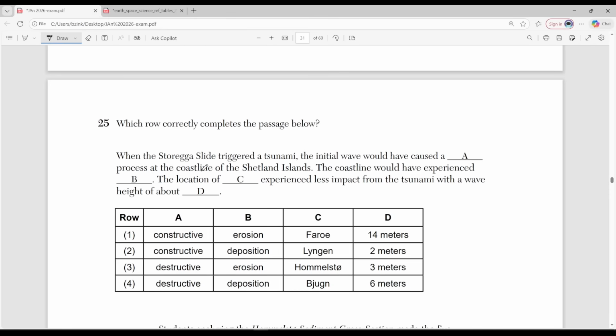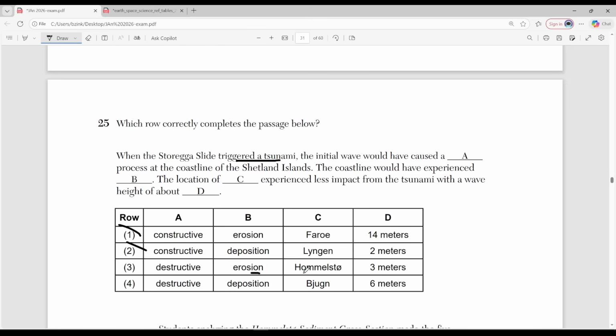Which row completes the passage? Okay. The tsunami was a destructive process. The coastline would have experienced a lot of erosion. Yeah, because it's going to destroy the coast. The location of sea experienced less impact from the tsunami.